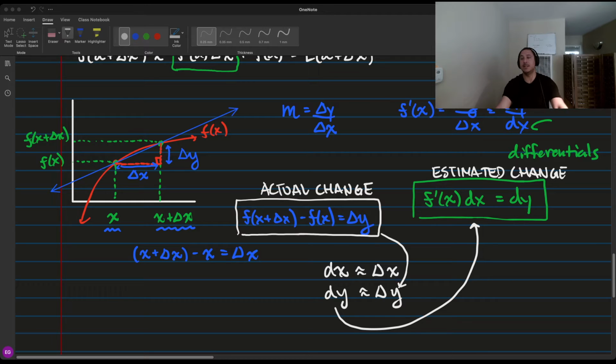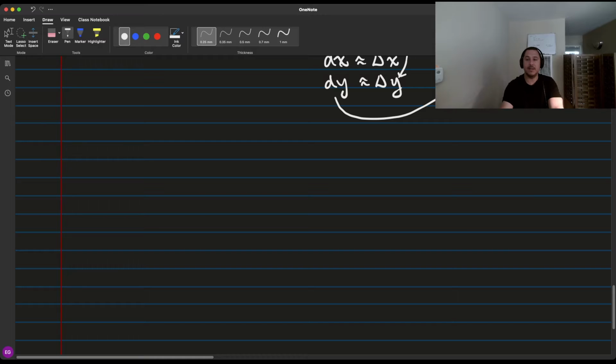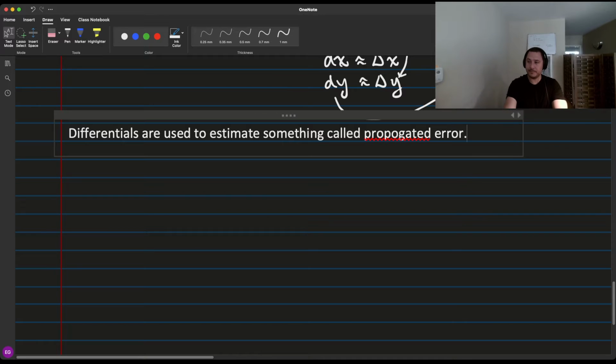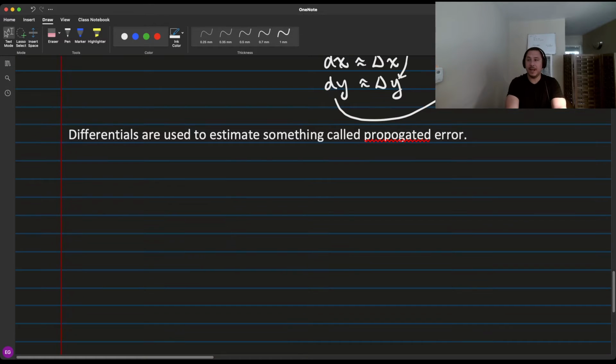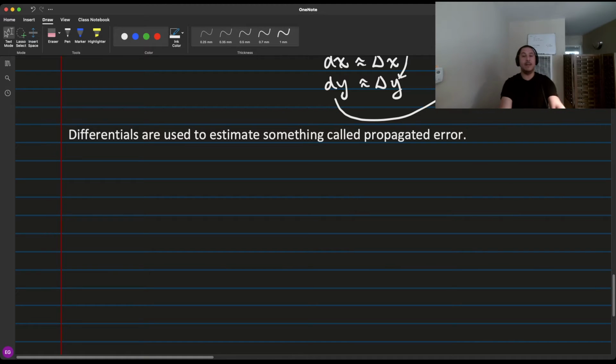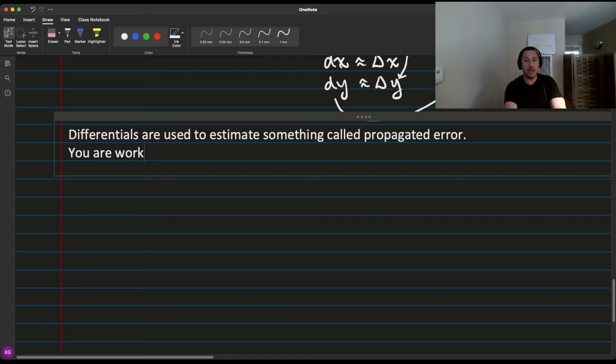Okay, so what is this used for? It's used to estimate something called propagated error. Differentials are used to estimate something called propagated error. Propagated error is what happens when you are working with estimated values and you want to know how they affect your calculations. So let's say you're an engineer and you're working with some estimated value.